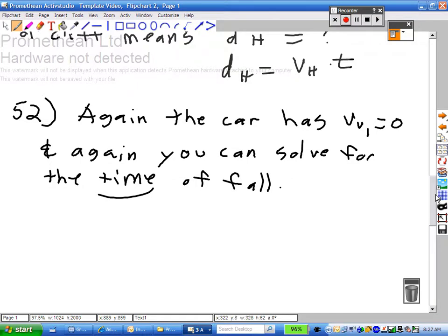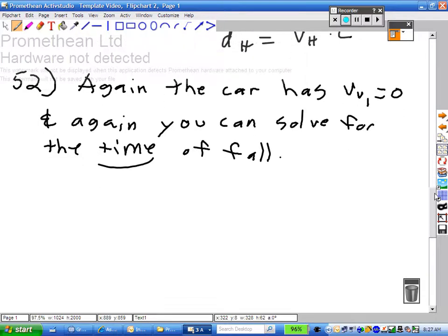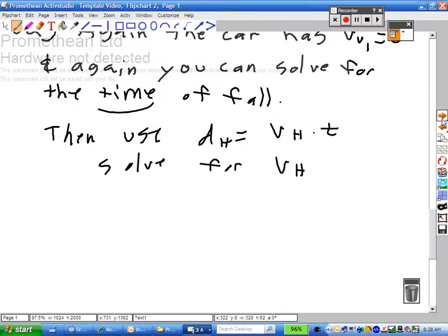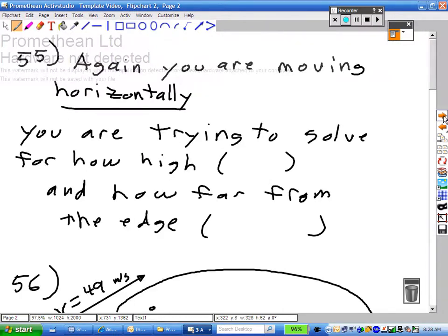Number 52, very similar. Again, the car, this time, has a V_V1 equals 0. So again, same technique. You can solve for the time it takes to fall. They may ask different questions after that. For instance, after you find the time of fall, then you could use the d_H formula, which is V_H times t, and solve this time for the beginning horizontal velocity, which was also the beginning total velocity in this problem. Very nice.